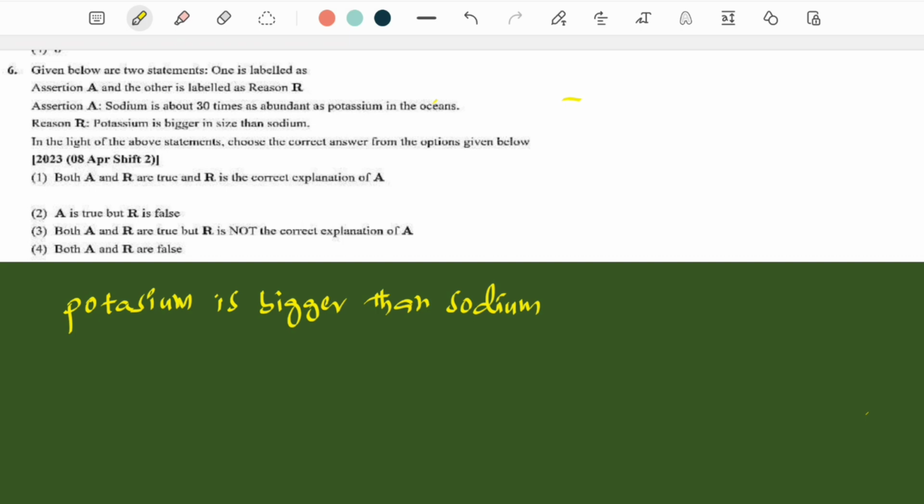According to the question, which is right? Both assertion and reason are true, but the reason is not the correct explanation of the assertion. So the answer is option 3.